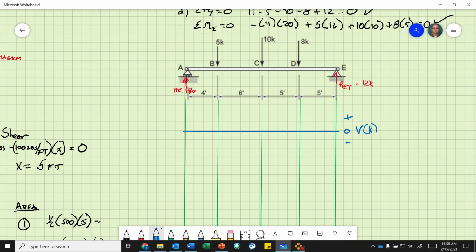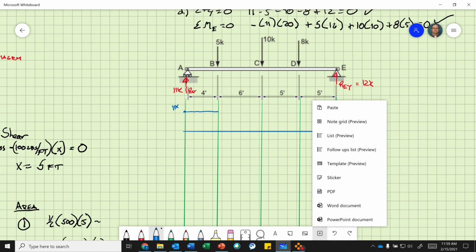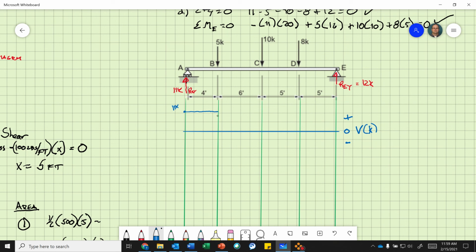Okay. All right. So first we go up 11 kips. So 5, 10. I'm going to make each of these 5. So I go up 11 kips. Okay. It does not change until I hit this. Now it goes down 11 minus 5. We go down to 6 kips. Okay. And then it stays constant. Okay, so this is 6 kips right there.